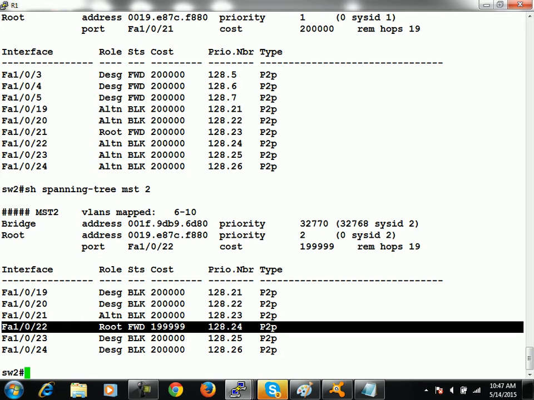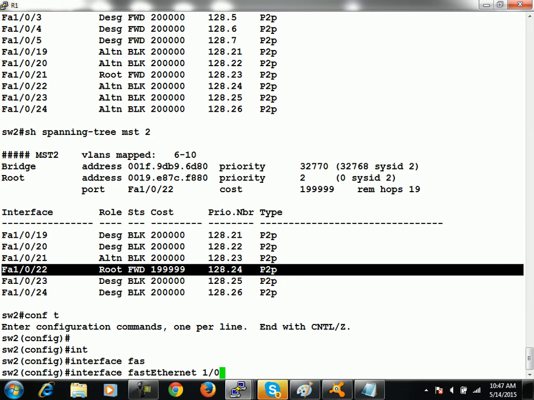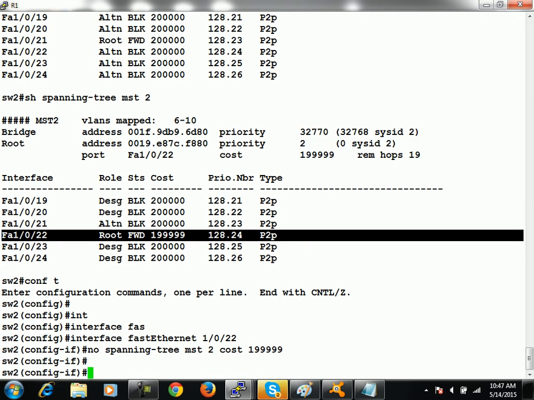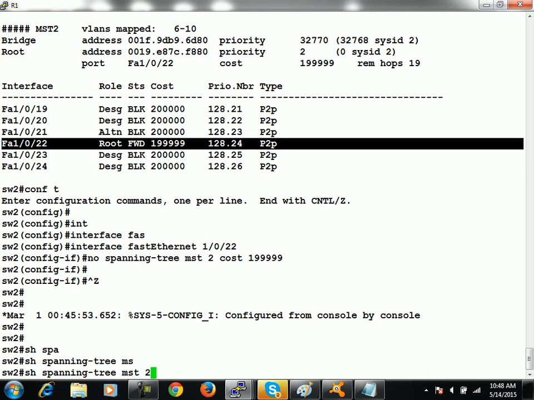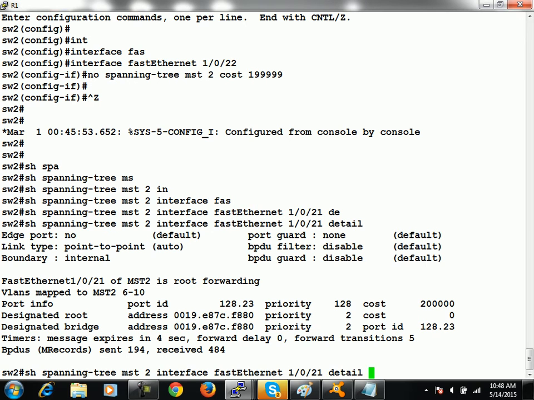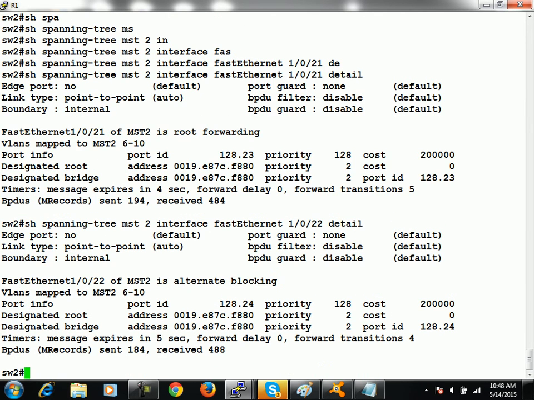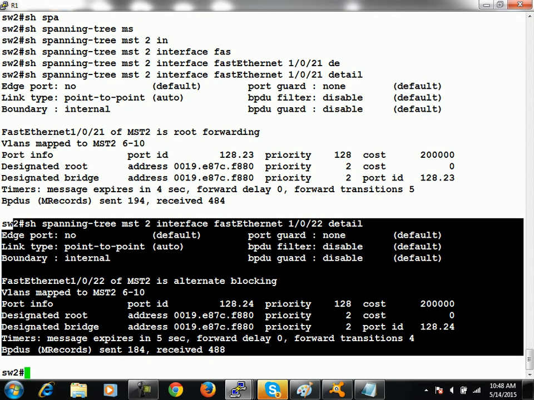If you want to manipulate your RP election in MSTP based on designated port ID, then also you can, same as STP. Because if their cost is common, let me show you fast Ethernet 1/0/22, and let me remove this command from here. And let me compare their configuration on 21 as well as on 22. For instance 2, show spanning tree MST2 interface fast Ethernet 1/0/21 and then say detail. And this is the detail of 22 now. And now let's compare details of 21 and 22. This is the detail of 21 and this is the detail of 22.